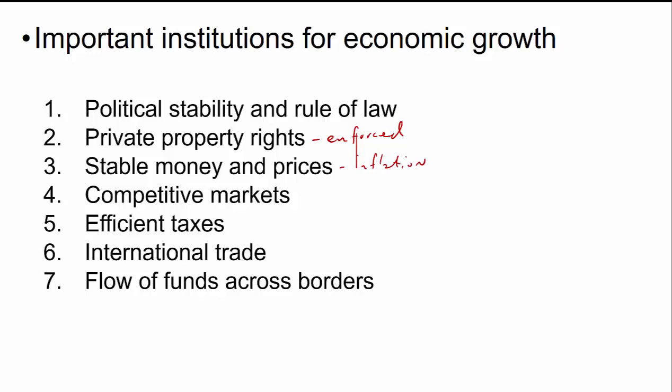Competitive markets where everybody competes for resources and then competes for customers. Efficient taxes, not taxes that are crazy high. Open international trade, you take advantage of comparative advantage that way. And then flow of funds across borders, and this is so that other nations can invest in your country, they can put their money in your country.